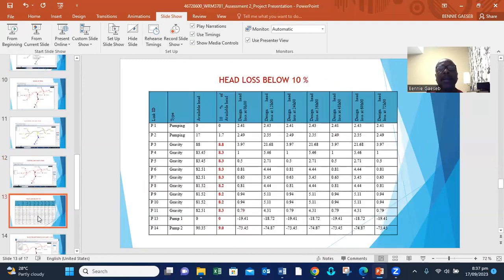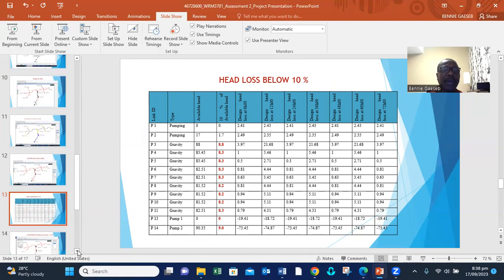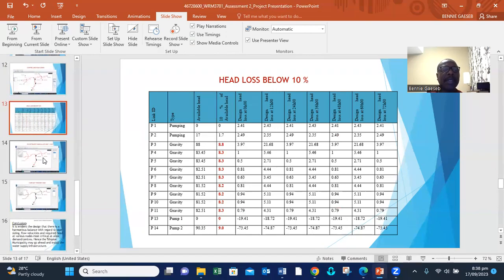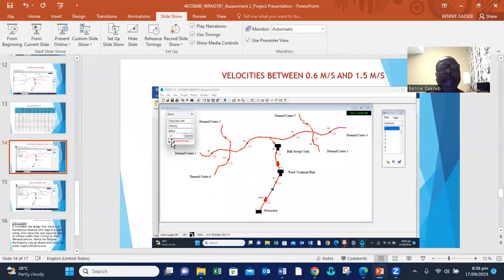So having a look at this table, the available heads and the 10% of the available head are these red figures, but the losses in the pipes, 3.9, 1%, 0.5, are way below 10%. So that is also a good indication that the design is good.